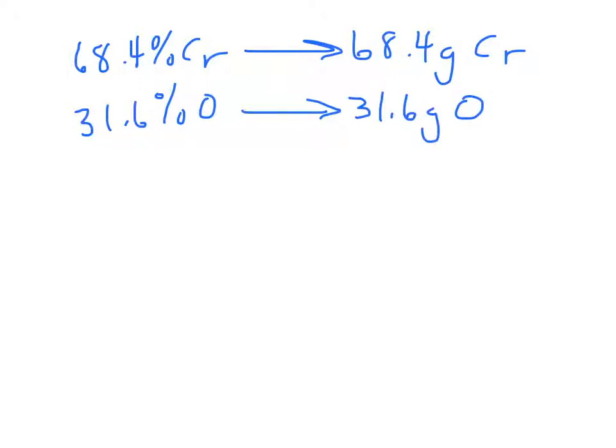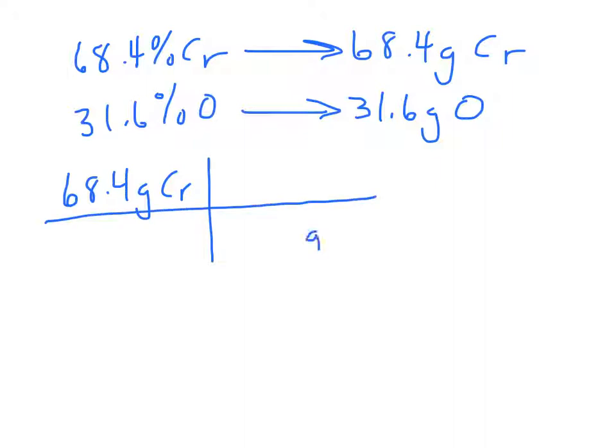And the next step was mass to moles. So let's convert these masses into moles. And using our dimensional analysis here, grams of chromium would be on the bottom, moles of chromium would be on the top. And keep in mind that this conversion factor right here is always called molar mass. Anytime you have moles over grams or grams over moles, that's molar mass.